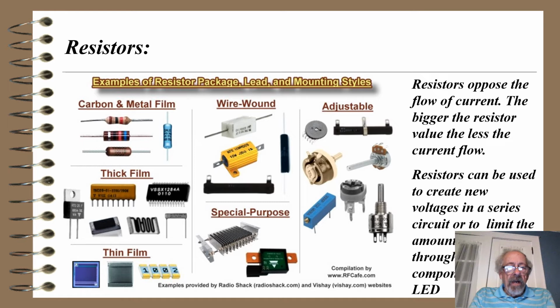So you see things like carbon and metal film in the top left-hand corner. They have color codes on them. You see thick film resistors below them and thin film resistors below them in the bottom left-hand corner. Wire-wound resistors for higher power in the middle. Special purpose resistors down below those. And adjustable resistors on the far right-hand side, where we can adjust the resistor value. Sometimes we call those rheostats, and you may have come across electronic equipment that would have potentiometers as volume controls.